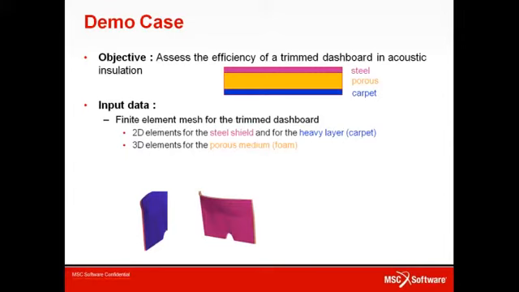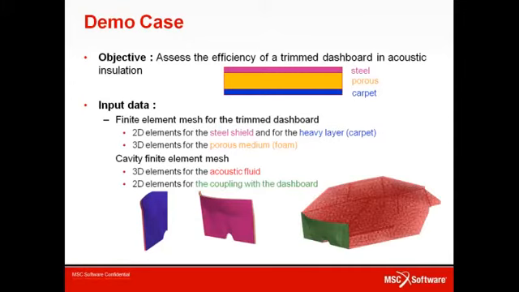The prerequisites to build this model are two finite element meshes. A first mesh representing the trim dashboard with a set of 2D elements for the steel, a set of 2D elements for the carpet, and then a set of 3D elements for the porous elements in between. The second prerequisite is another mesh that should include 3D elements for the acoustic fluid and a set of 2D elements for the coupling with the dashboard.